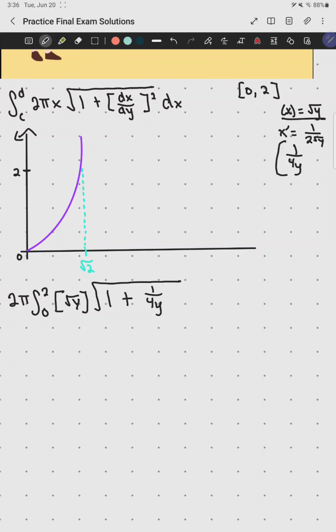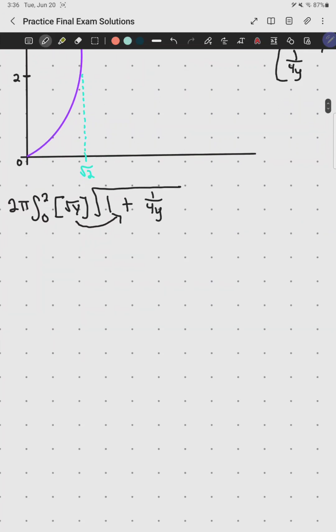From here, we're going to move this bad boy in here. 2 pi from 0 to 2, square root of y. You have the 1 plus 1 over 4y, but we're just going to do a little simplification here. 1 over 4, dy.